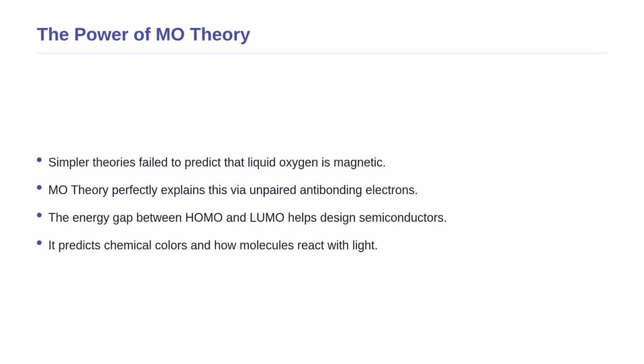Now that we have used this theory, let us understand why it is so important. Molecular orbital theory explains things that simpler theories simply cannot. For example, older theories predicted that liquid oxygen would not be magnetic. But in real life, liquid oxygen sticks to magnets. MO theory perfectly explains this by revealing those unpaired electrons in the anti-bonding orbitals.